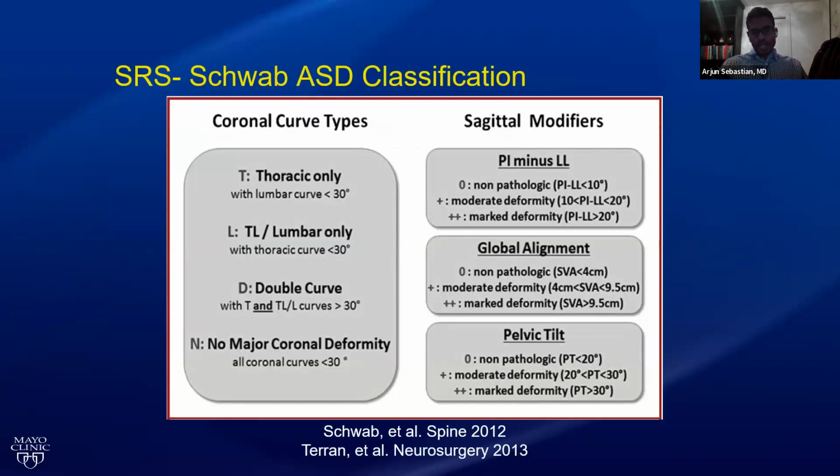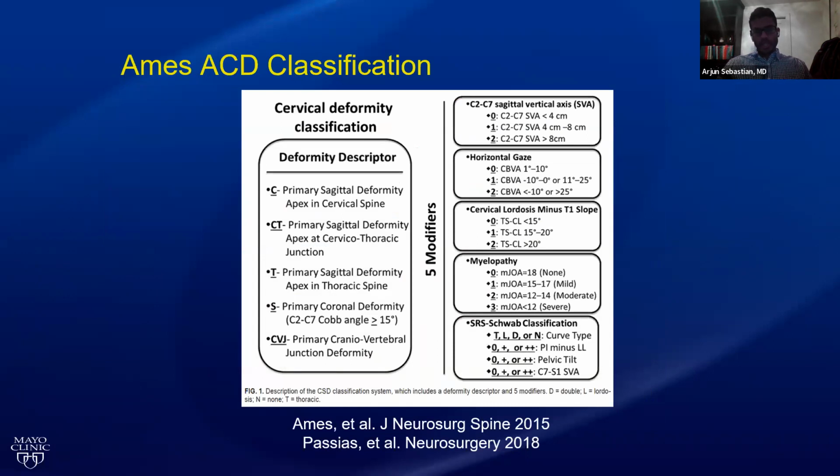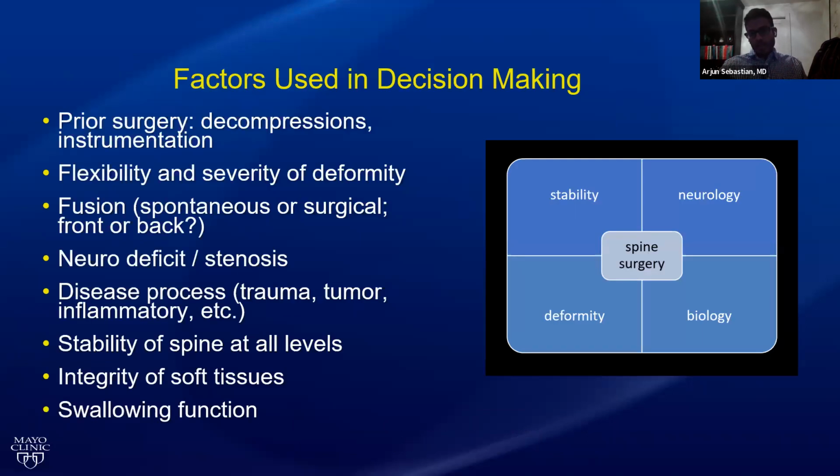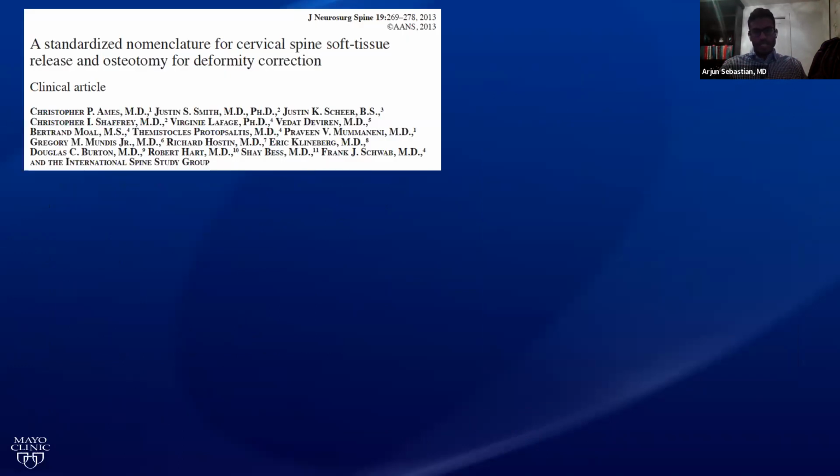The SRS-Schwab classification is very well described and reviewed in the past, but similarly, Ames and his colleagues have described a very good classification scheme for cervical deformity, including an assessment of SVA, chin-brow, cervical lordosis minus T1 slope, as well as measures of myelopathy and the Schwab classification for thoracolumbar deformity. And so we need to put together the whole picture of stability, deformity, neurologic issues, and the integrity of the soft tissues all together as one when you're making a decision about how to approach these cases.